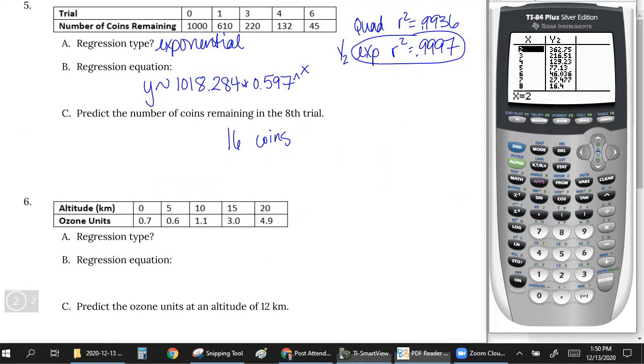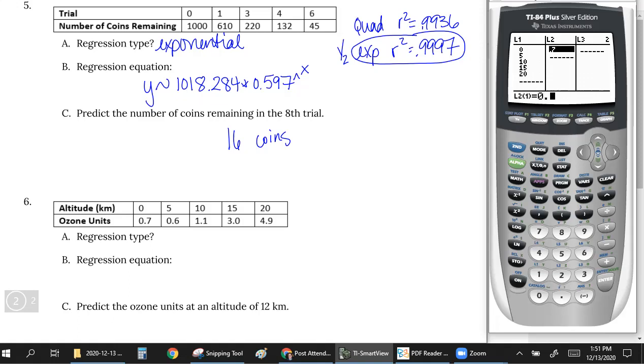Stat, edit, and we want to change our list 1 and list 2. Again, I'm going to go ahead and clear out the entire list, so I have a nice empty list to start with. All of our x values, so 0, 5, 10, 15, and 20. And then our y values in list 2, we have 0.7.